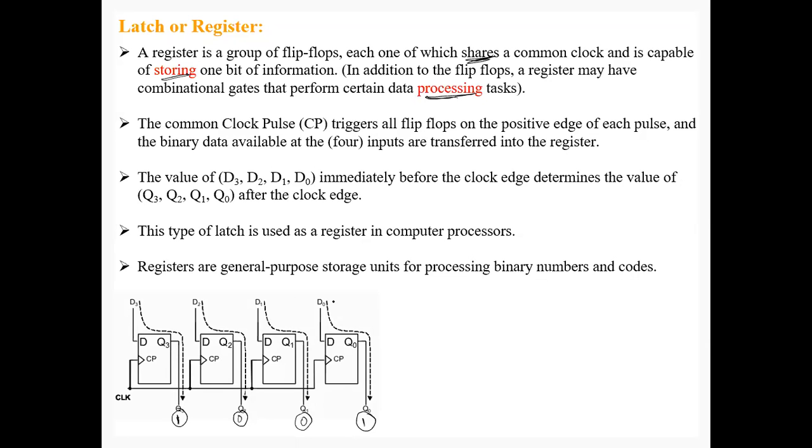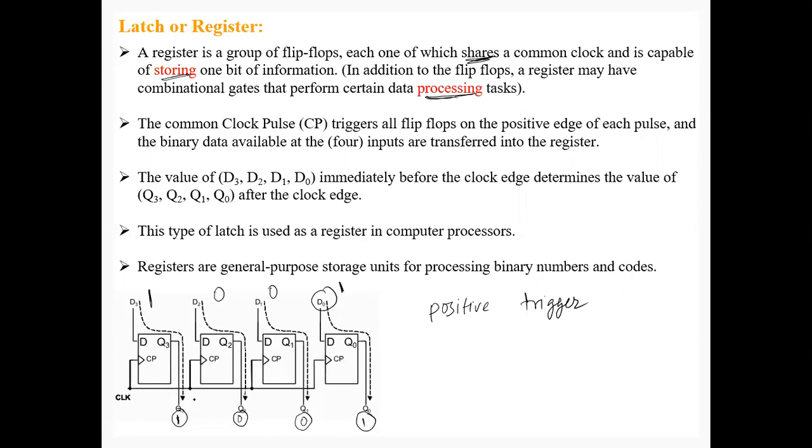So, in this case, what is the trigger? Is it the positive trigger or negative trigger in this picture? This is positive trigger, right? At the positive trigger, what happens is the data transfers from input to output. Suppose this is 1, this 1 goes to output. Suppose this is 0, this 0 goes to output. Suppose this is 0, the 0 goes to output. Suppose this is 1, this 1 goes to output.